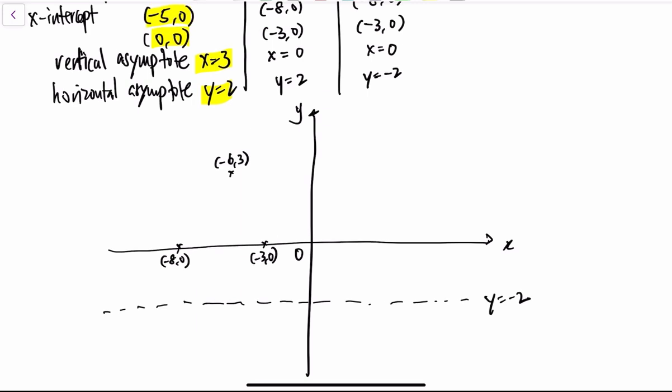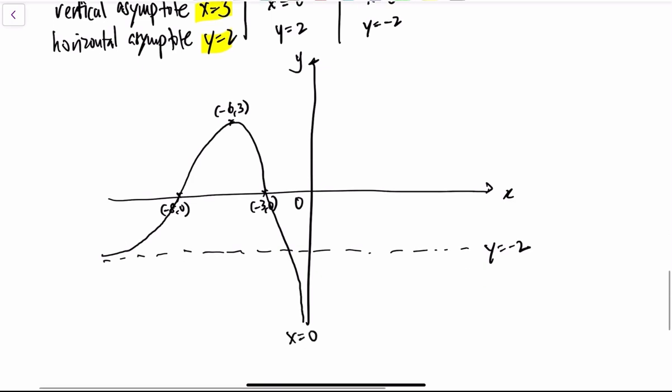The graph will be starting from very close to the asymptote, going to the maximum point of negative 6, 3. Go down and continue to decrease, because this is also my asymptote, whereas this graph here will also start very close to x equals to 0 and approach y equals to negative 2. Okay, so this will be the graph.